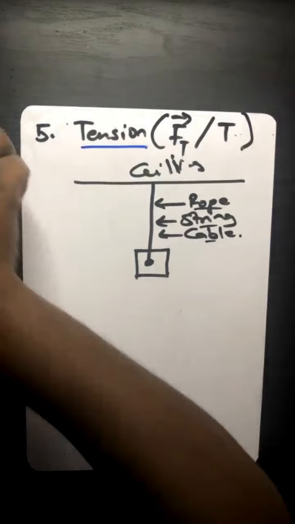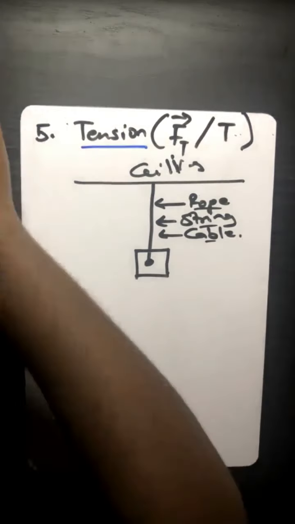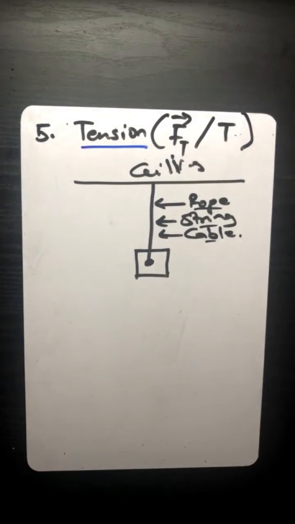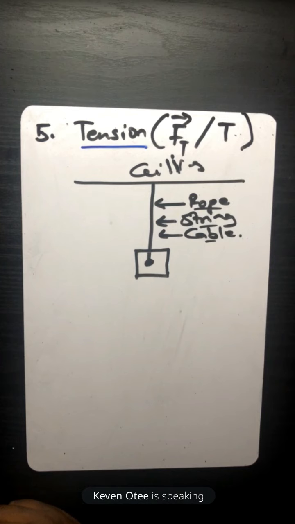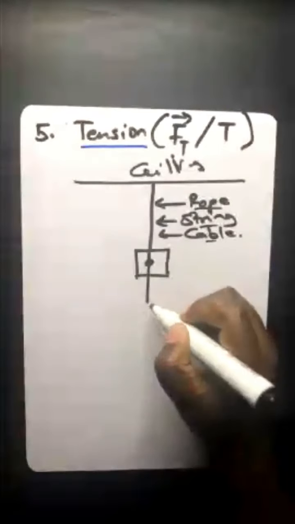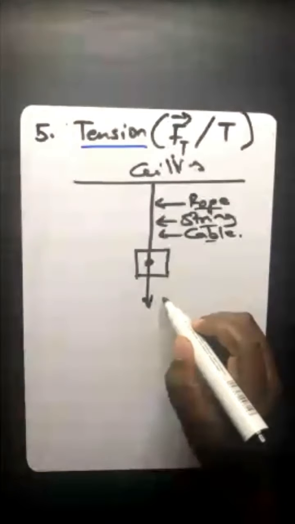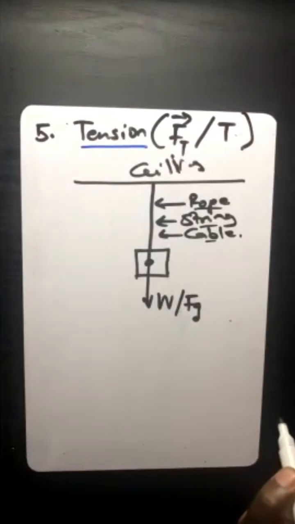So this object is obviously being pulled by something. Guys, are you able to identify additional possible forces over there? And which one is it? Yes, sir. Weight. So we've got the weight over there, or otherwise force of gravity.